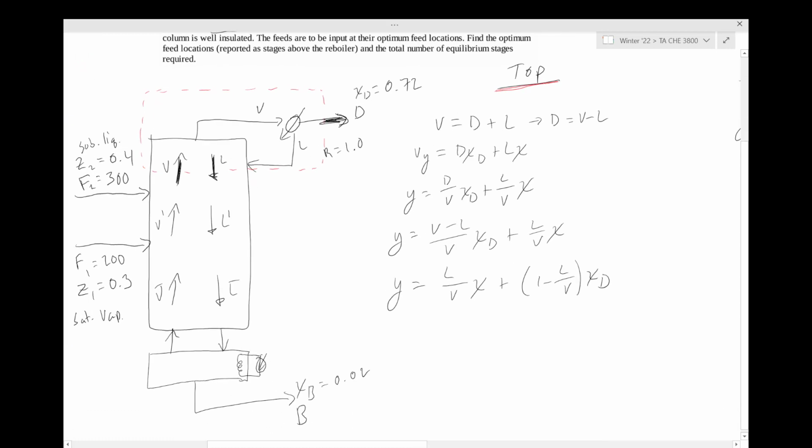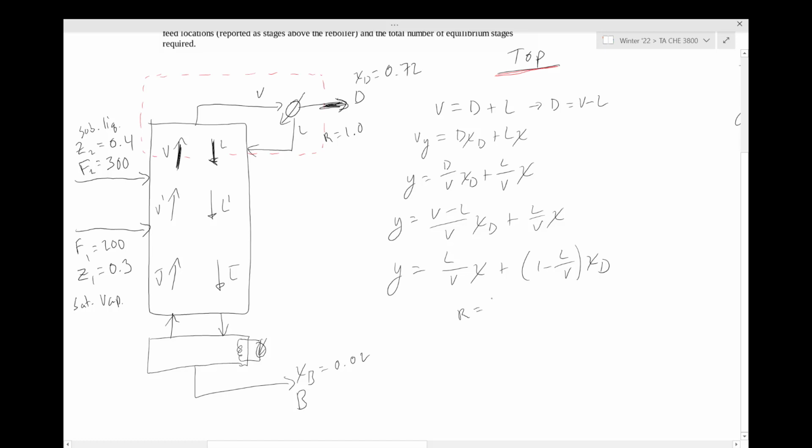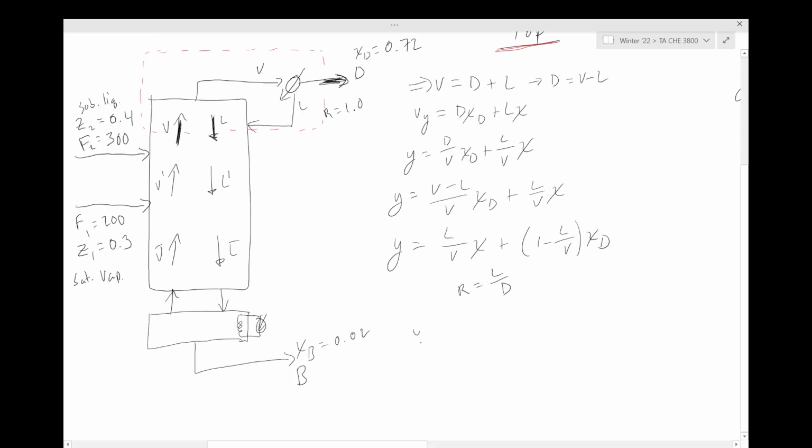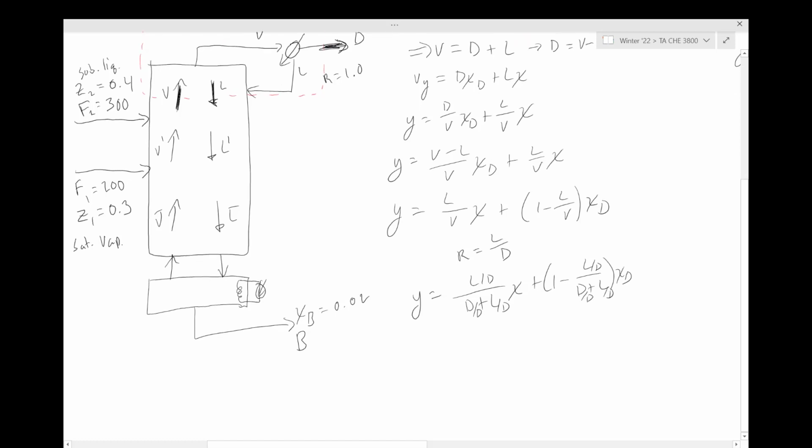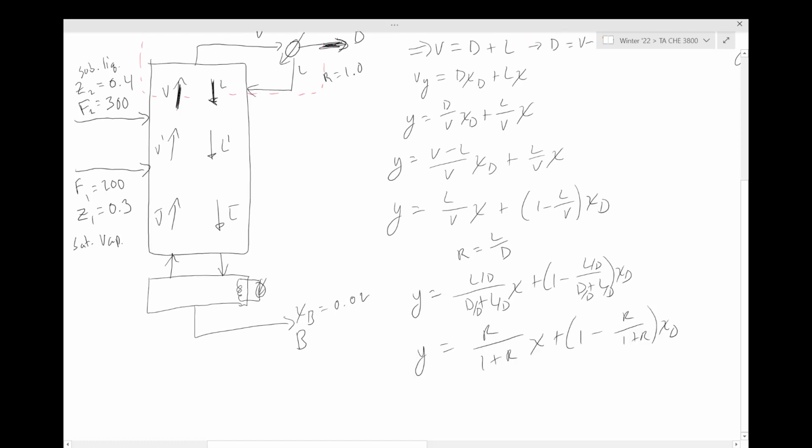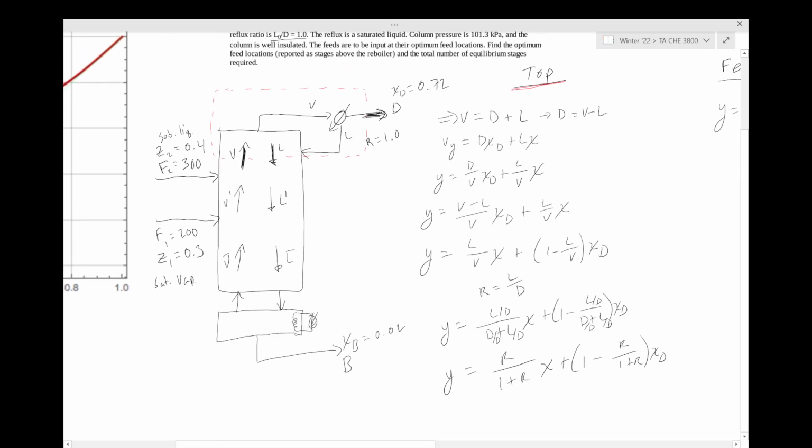Another useful equation that I prefer is in terms of reflux ratio. Your reflux ratio is equal to your L over D, how much liquid you're putting back into the column, versus how much you're taking out. To do that, you need everything in terms of D and L. So you just come back to this original equation and substitute in for V. Do that, and then all you're going to be doing is just dividing everything by D. And you have your equation in terms of reflux ratio. Okay, there you go.